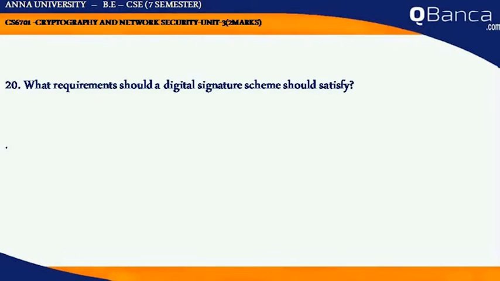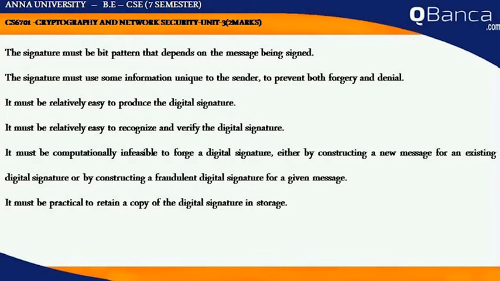What requirements should a digital signature scheme satisfy? The signature must be a bit pattern that depends on the message being signed. The signature must use some information unique to the sender to prevent both forgery and denial. It must be relatively easy to produce the digital signature. It must be relatively easy to recognize and verify the digital signature.